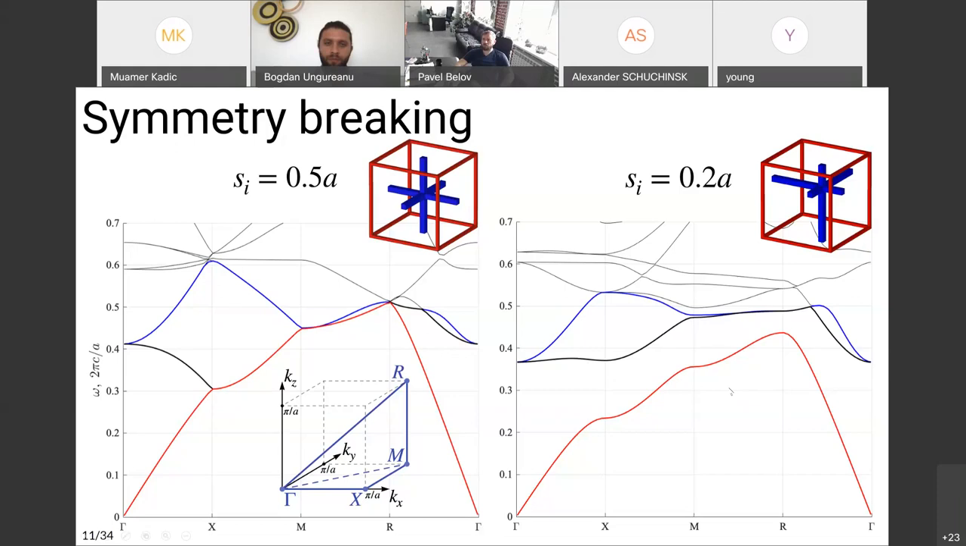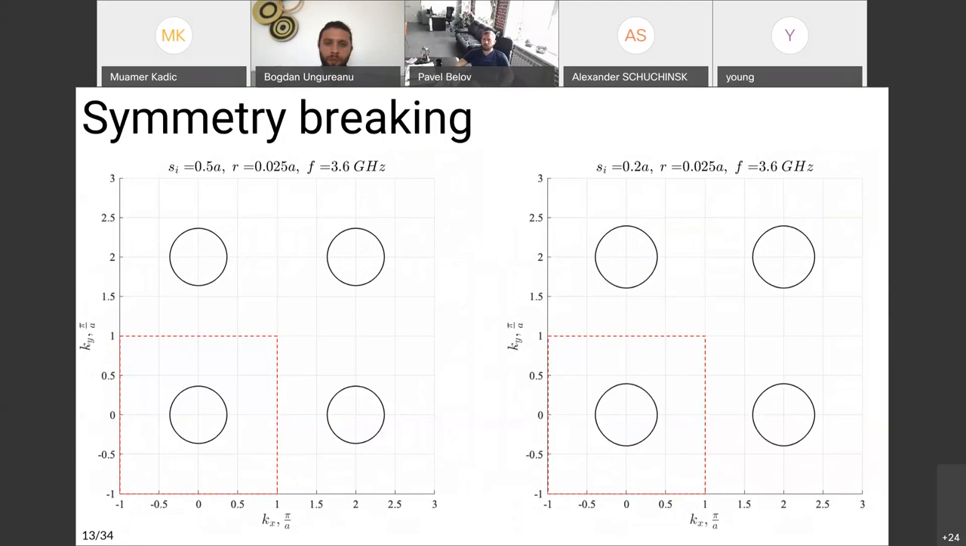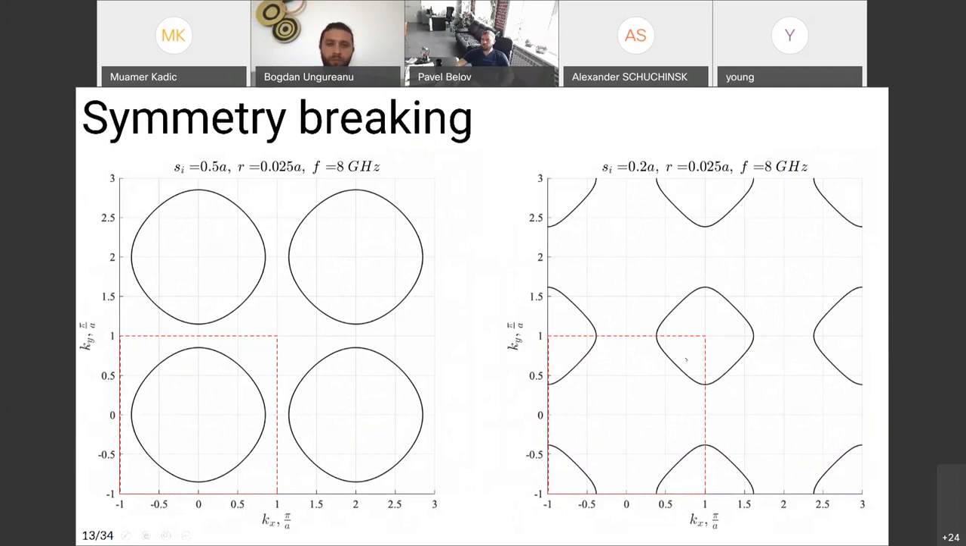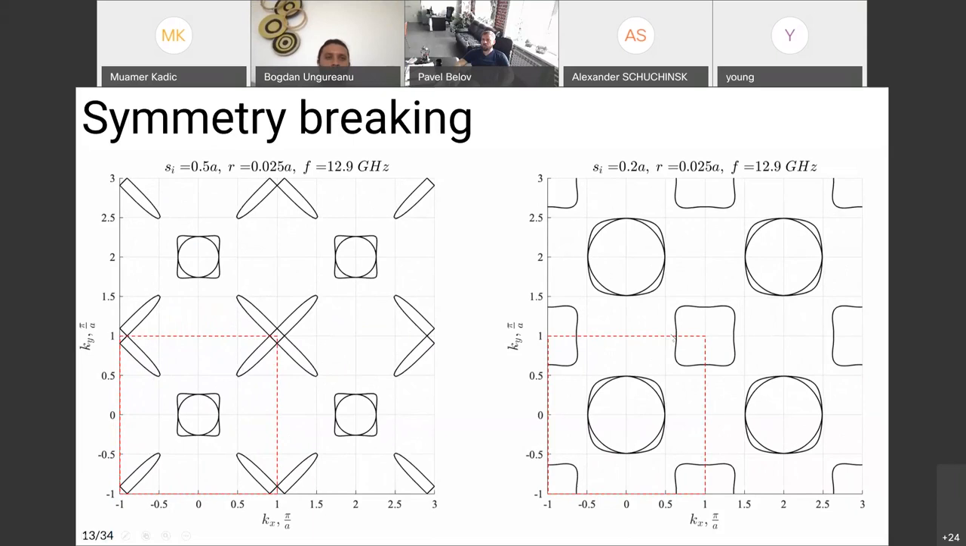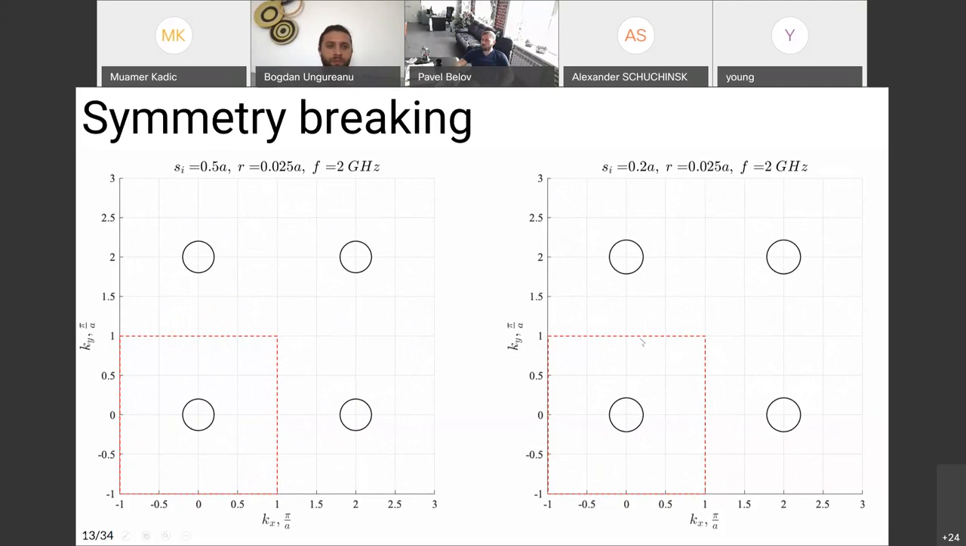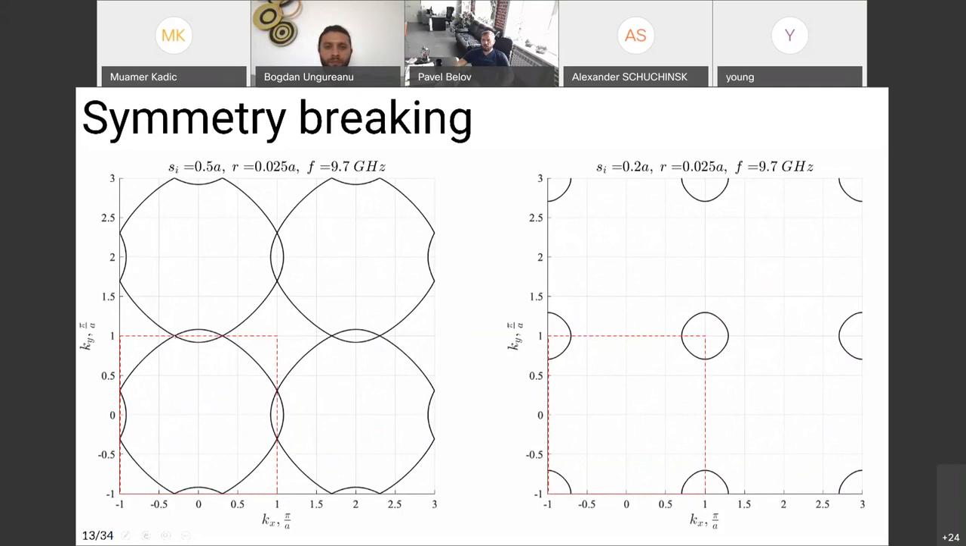If you draw isofrequency contours for this case, you will find a dramatic difference. Over here at the left side, we have the symmetrical case. At the right side, we have the asymmetrical case. The difference is that the isofrequency contours in the case of symmetry breaking always cross the boundary of the Brillouin zone normal to the boundary. Right now they will touch, take a look. Yeah, so these points are always normal. Over here, for the symmetrical case, there is no such phenomenon.